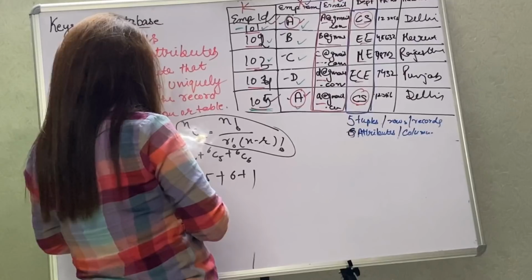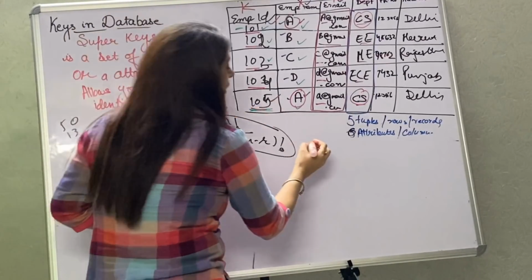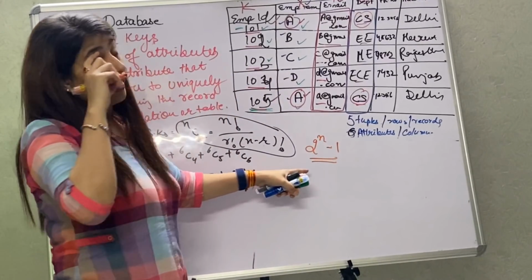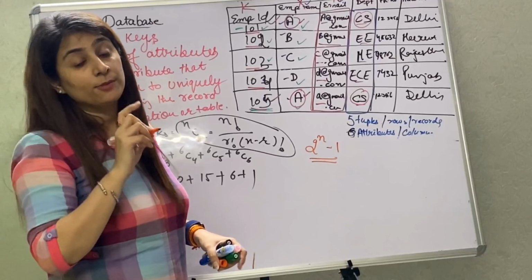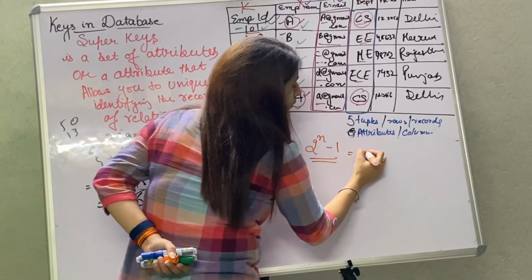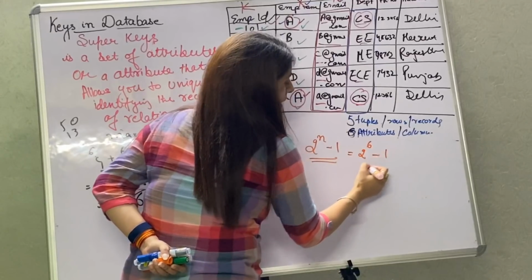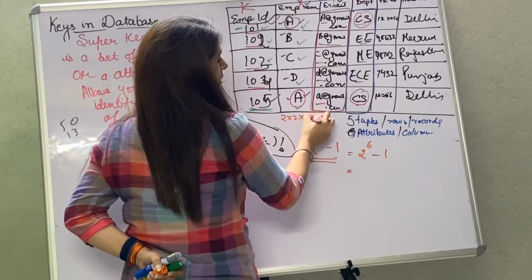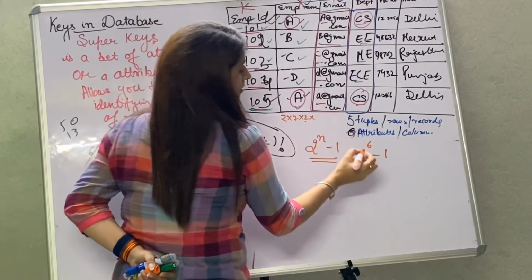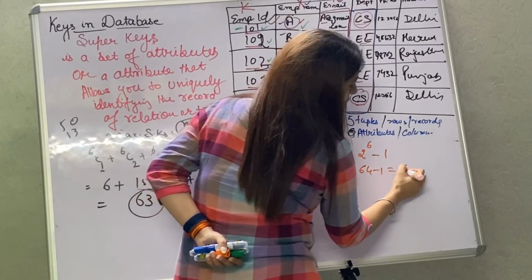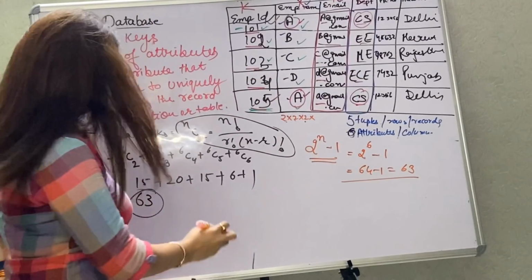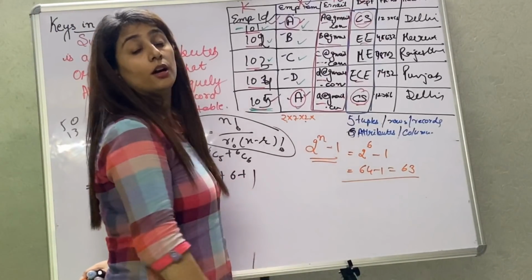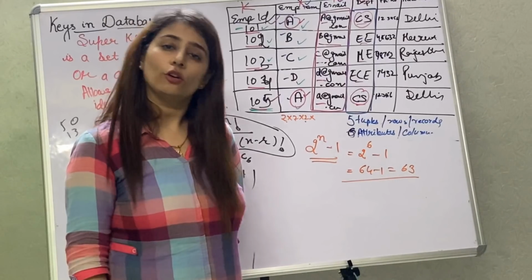Like here, if you write 2 raised to power n minus 1, then also you can get the maximum number of super keys. If you write 2 raised to power 6 minus 1, what is 2 raised to power 6? 2 into 2 into 2, 2, 4, 8, 64 minus 1 is equal to 63. So we have the same number of super keys here. Clear? So you can also use it for calculating the maximum number of super keys.